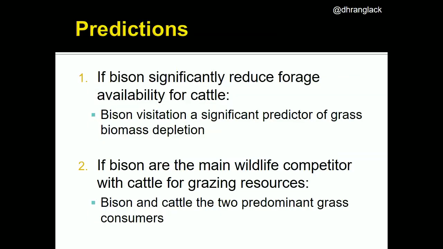So if bison and cattle are competing, we can make two main predictions. The first would be that if bison are significantly reducing forage availability for cattle, we would expect that bison visitation to any particular site would be a predictor of grass biomass depletion. And second, if bison are the main wildlife competitor with cattle for grazing resources, we would expect that bison and cattle would be our two predominant grass consumers.